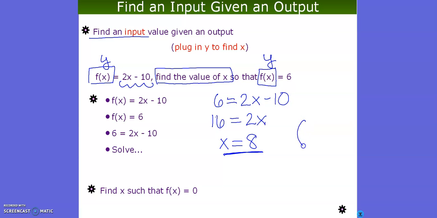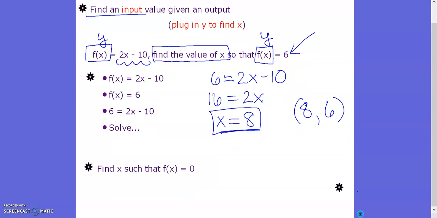Think of it as an ordered pair. You don't know what x is until you solve for it. Here we solved for it. So that's the input. But what was the y value, or what was the output? The output was right here. It was 6. So just a different way to look at it, but make sure you're reading the question carefully.